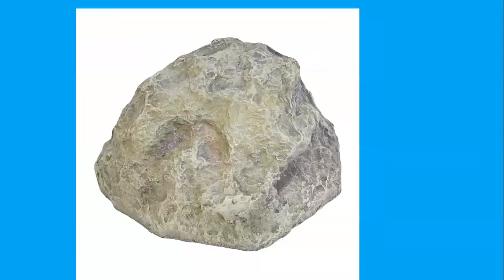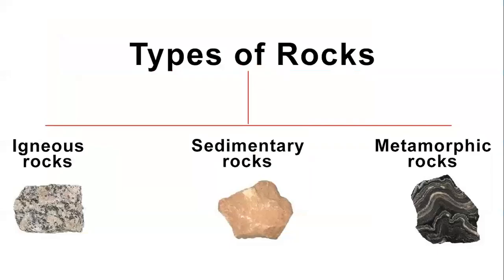Let's study about the rocks. First of all, you should know the meaning of rocks. Any natural mass of mineral matter that makes up the earth's crust is known as rocks. Rocks can be of different shapes and different sizes. In this chapter, you're going to study different types of rocks: igneous rocks, sedimentary rocks, and metamorphic rocks. Let's learn about all the rocks one by one.